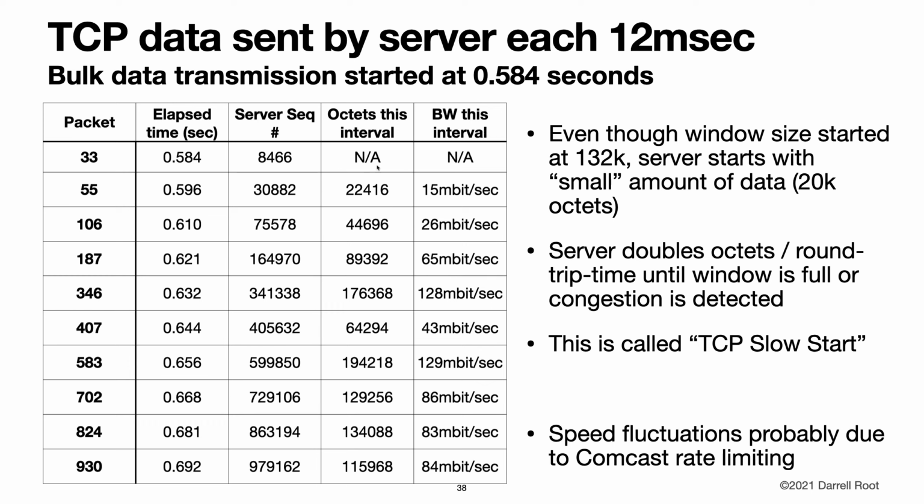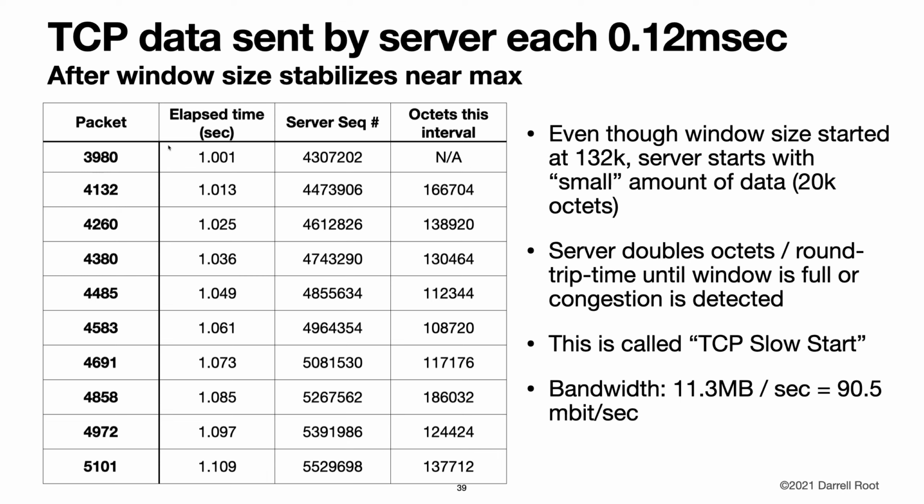This algorithm where TCP starts out transmitting slow and then gradually increases the speed until it detects congestion is called TCP slow start. The TCP window size stabilized near the max about 1 second into the transmission. So at 1 second into the transmission, I identified each packet that was as close to 12 milliseconds apart as I could. So 1 round trip time apart.